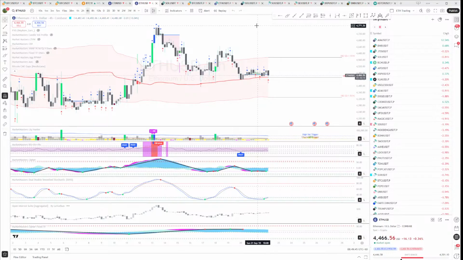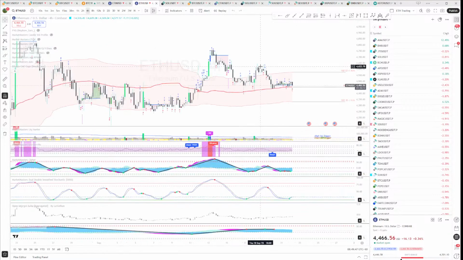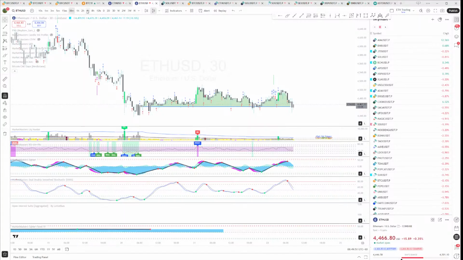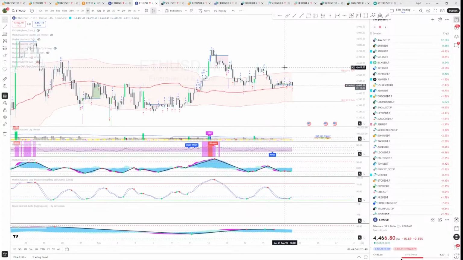ETH on lower time frame. It's just another look at the 4-hour chart. Can't remember why I put this one in, but I don't think there's anything really to talk about here.